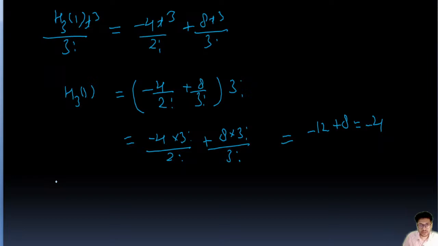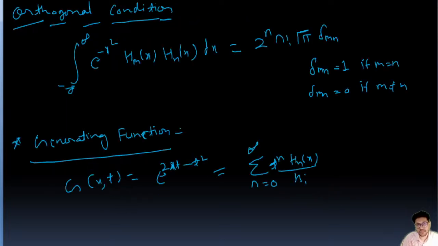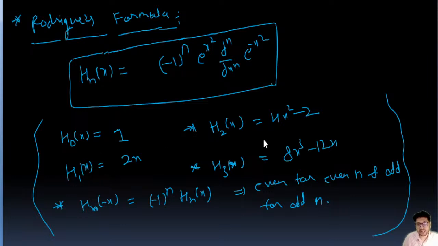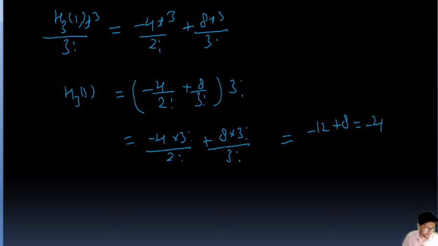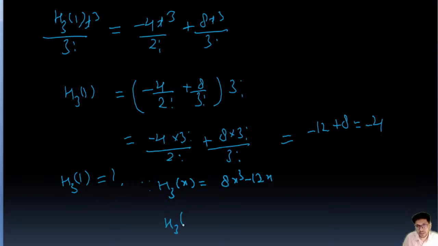As I told you, if you know these values, H0(x), H1(x), H2(x), H3(x), then we can easily solve it. How? I'll tell you. For the same case, we need to find out H3(1). How easily can we find it now, since we know that Hn(x) means H3(x), whose value is 8x³ minus 12x, right?